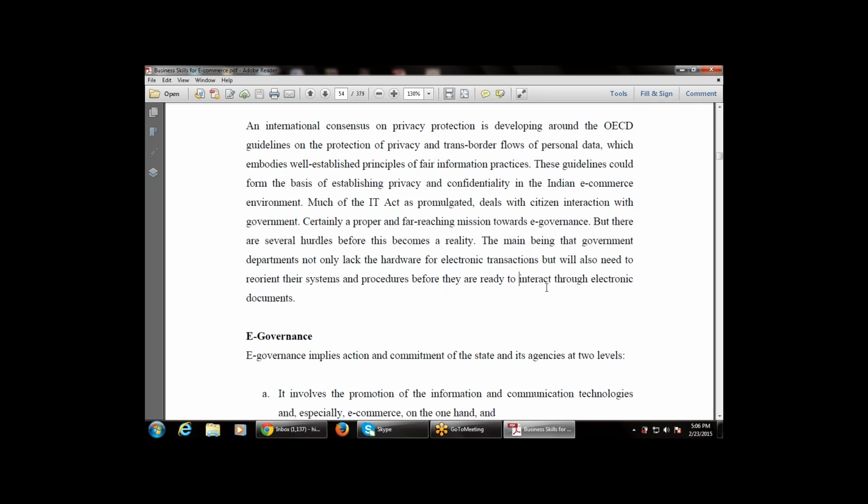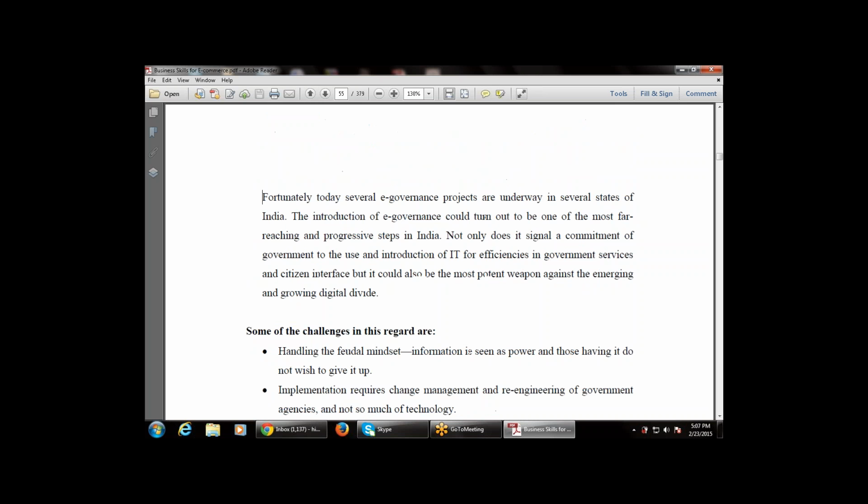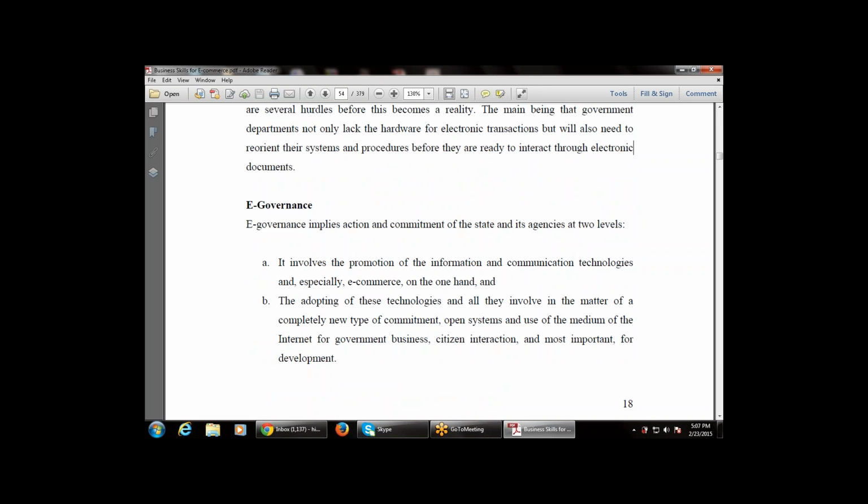Now next is e-governance. What is e-governance, and how are these rules and regulations provided as a framework for e-commerce? So let's start with e-governance. It implies action and commitment of the state and its agencies at two levels. What are the two levels?